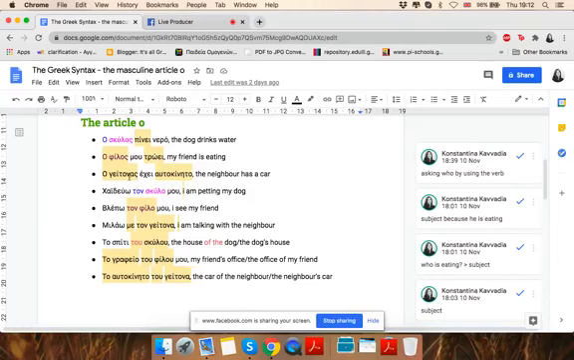Ο γείτονας, the neighbor, έχει αυτοκίνητο, has a car. Who has? The neighbor has. So the neighbor is the subject, ο γείτονας. That's why it ends in alpha, sigma, -as, and the article is omicron.